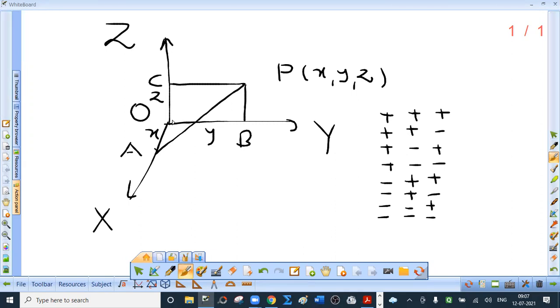If a point lies in the XY plane, its coordinates will be of which type? X comma Y comma 0. Why? Because the Z coordinate will be 0. Suppose the point lies here, and I ask you that the point is in the XY plane, what is its Z coordinate? Simple. Try to draw a perpendicular from this point on the Z axis. So the foot lies at the origin, right? And therefore, if a point lies in the XY plane, its Z coordinate is 0, and so on.